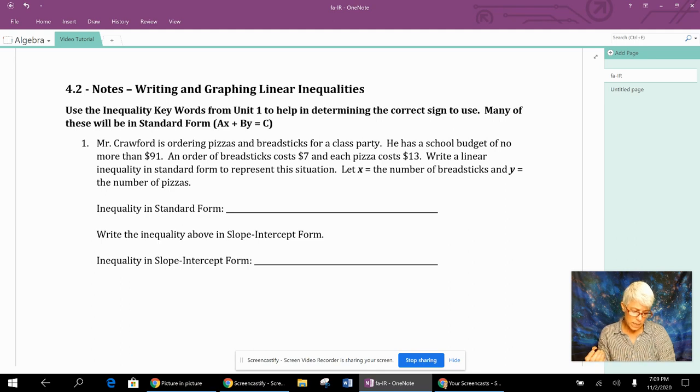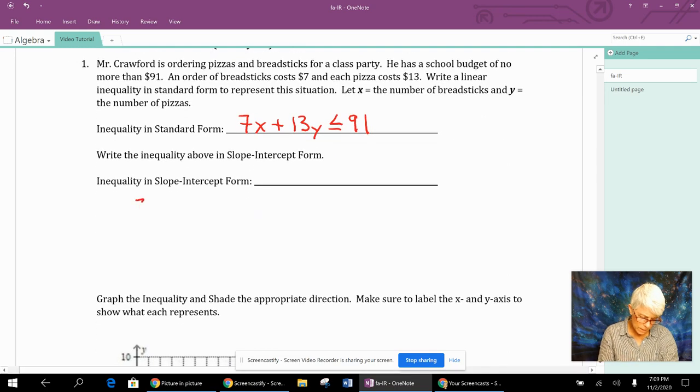So for the inequality in standard form, which is the first question, if the breadsticks are X and they cost $7, I'm going to write 7x. And the pizza is Y and they cost $13. And I can spend no more than $91. So now I have my inequality. Then it says that we're going to write this in slope-intercept form. So I'm going to scoot this up a little bit. 7x plus 13y less than or equal to 91.